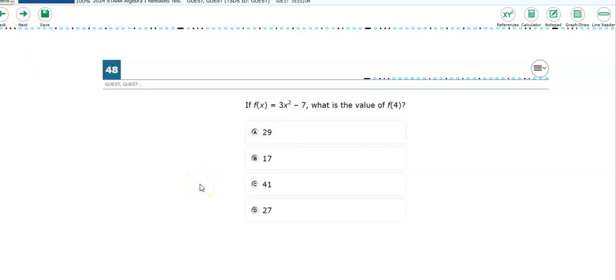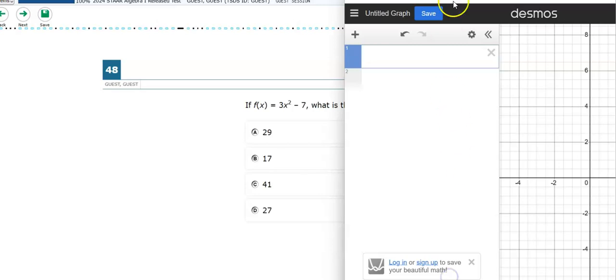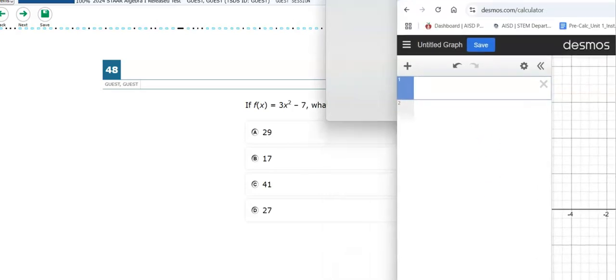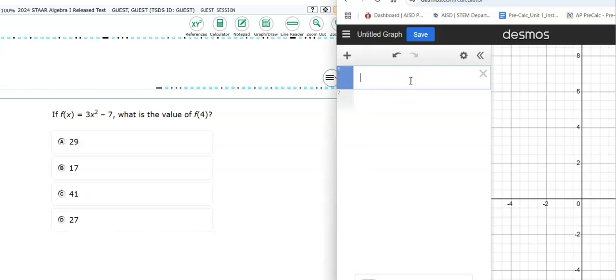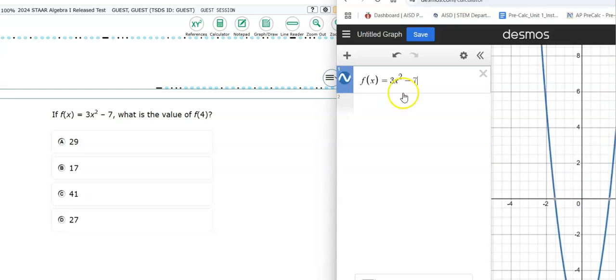All right, what is the value? Okay, so if f of x is 3x squared minus 7, what is the value of f of 4? This is something you can literally type into a calculator. I'm not sure if the testing version allows you to do what I'm saying. You can type it in, and then it makes a parabola. But then in the next row, you can type in f of 4, and it tells you the answer is 41. But I don't know if the STAAR version of it will let you do that.